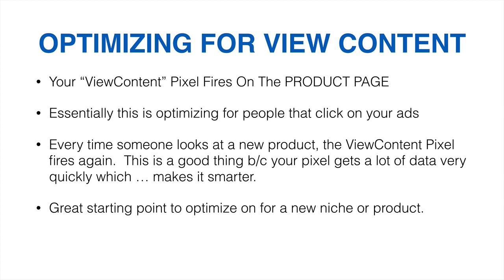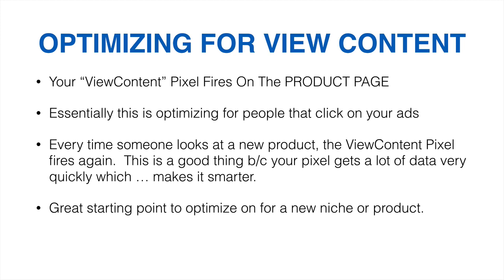And as I was just starting to say, this is a great starting point for you to start optimizing your ads for a new niche or a brand new product, because you can get so many pixel fires for the view content event so quickly. It's clickers, people that are browsing your store looking at specific pages and or products. And as I said in the last video, your ad really needs about 25 pixel fires for whatever event you're optimizing on to really start heating up, and 100 pixel fires to really start performing nicely.